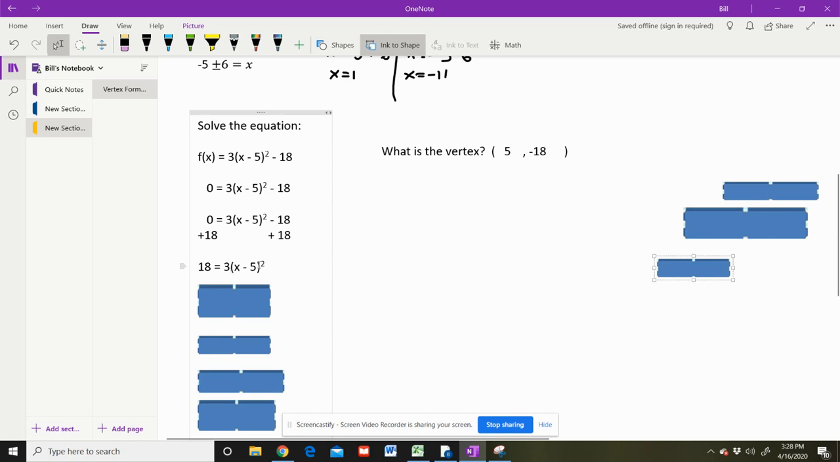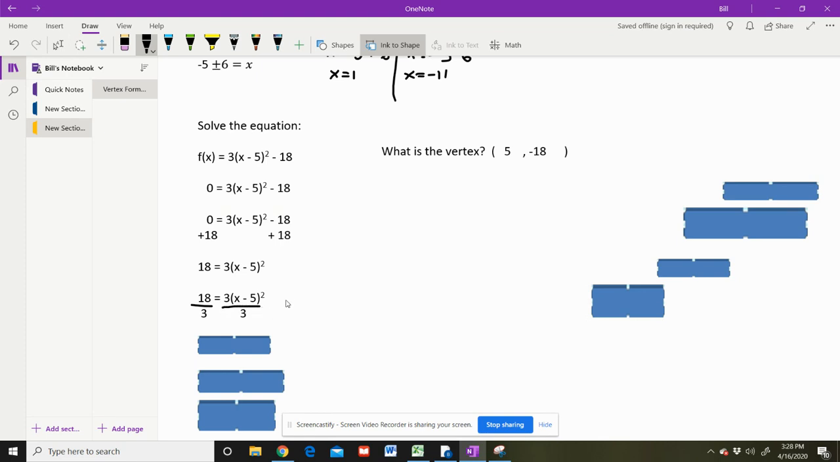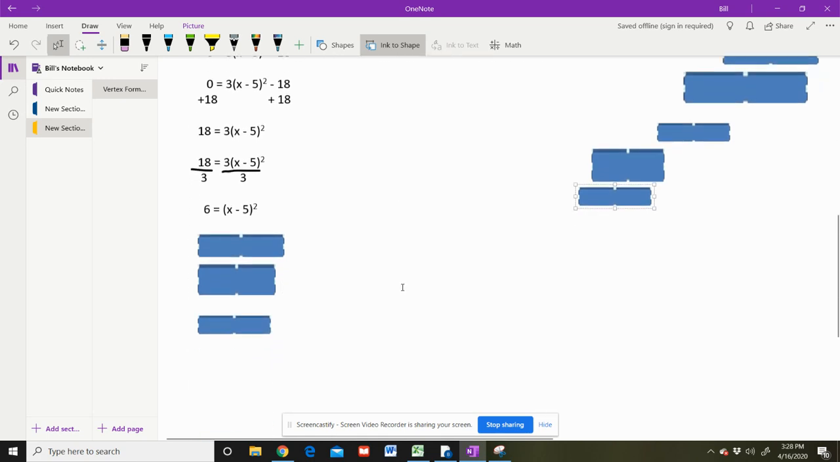Next step is I want to get this x minus 5 squared all by itself, so I can take the square root of it. So I'm going to divide both sides by 3. Oh, and I should have had a line there. I'm sorry. Probably did that up above too. So I'm going to divide. I just want to show that we're dividing it. So when I divide it, I end up with 6 is equal to x minus 5 squared.